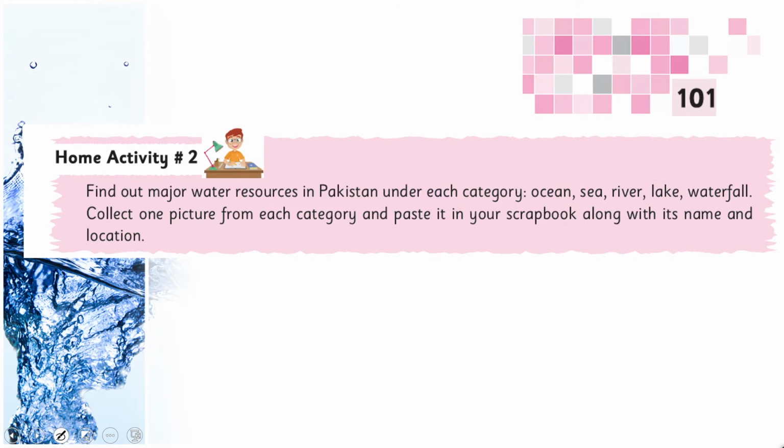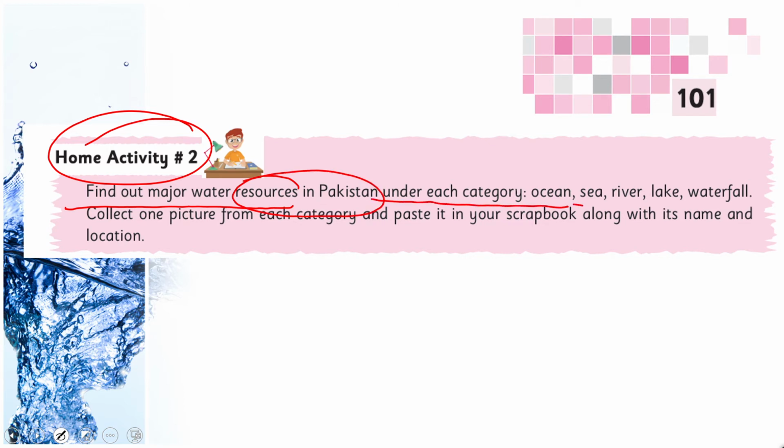Okay, my dear students, now quickly note down your homework. On page number 101, home activity number 2 is given. Find out major water resources in Pakistan. Under each category, ocean, sea, river, lake, waterfall, collect one picture from each category and paste it in your scrapbook along with its name and location.